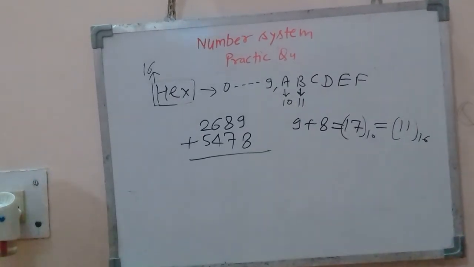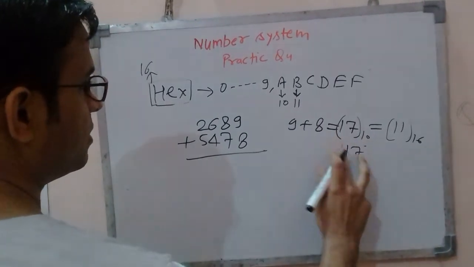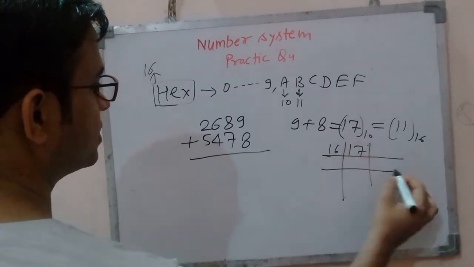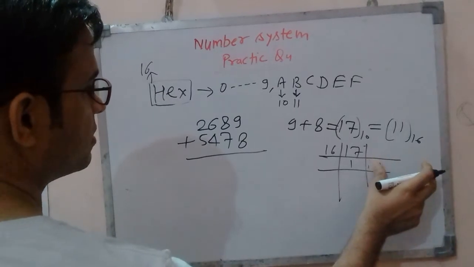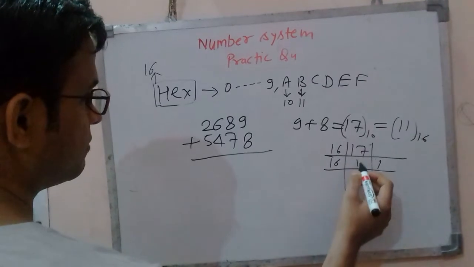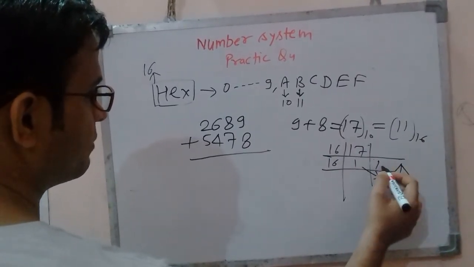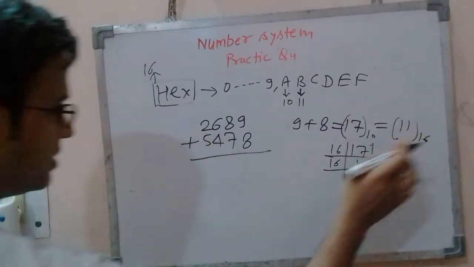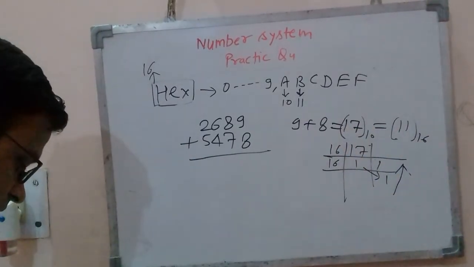Are you getting this or not? How is this 11? See here. 17 is a decimal number, you want to convert it into a hexadecimal number, so divide by 16. 16 into 1 is 16, remainder is 1. Again divide by 16, 1 by 16, that means remainder is 1. Go from bottom to top, you will get 11. That is base 16. 11 in hexadecimal is equivalent to 17 in decimal.